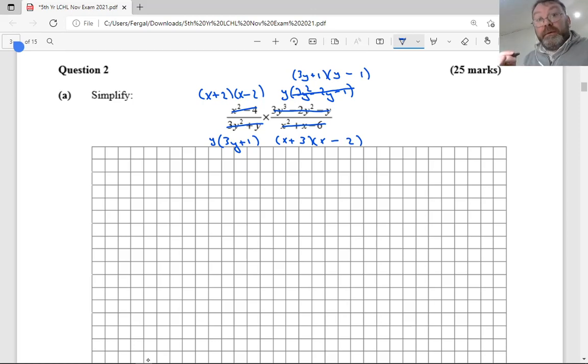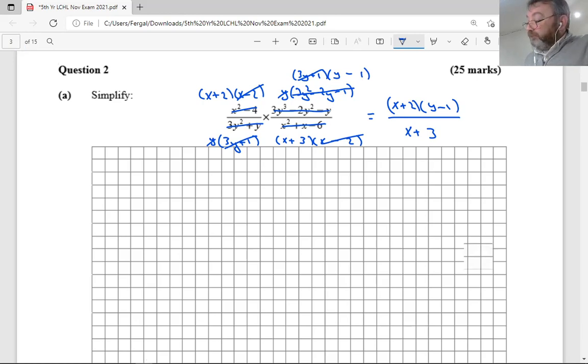Okay, now that we've factorized, you start to cancel either vertically or, because it's a multiplication, horizontally also. So x minus 2 cancels with x minus 2. 3y plus 1 cancels with 3y plus 1. y cancels with y. And what are we left with? We scan the top. The only thing we're multiplying now on top is the x plus 2 by the y minus 1. And on the bottom, the only term left is x plus 3. And that's the question. That's it.